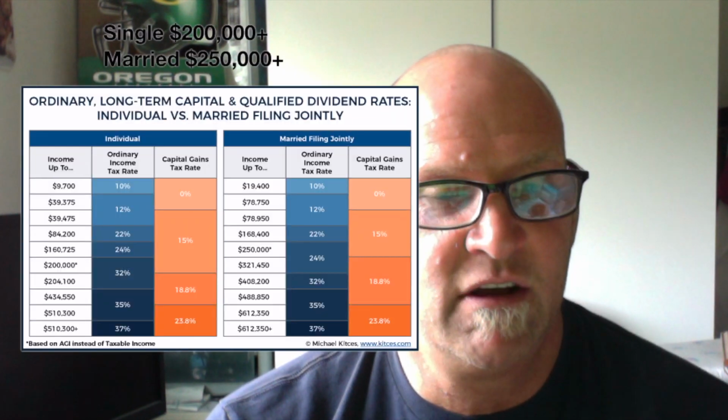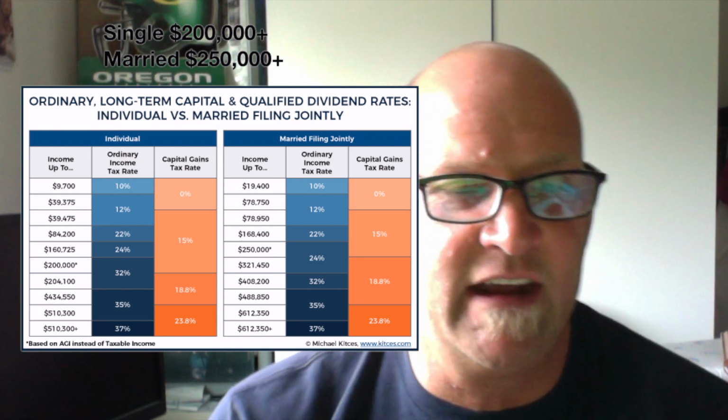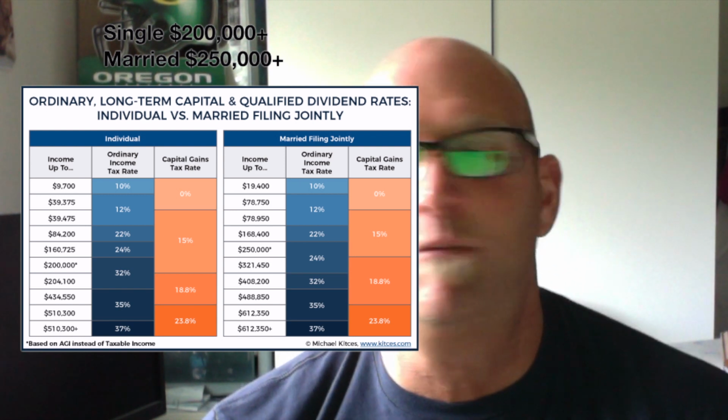And for the married folks, it's $250,000 that would put you into the 18.8%, and $488,850 would put you into the 23.8%. So let's talk about what are good investments to have in a taxable account, you guys.